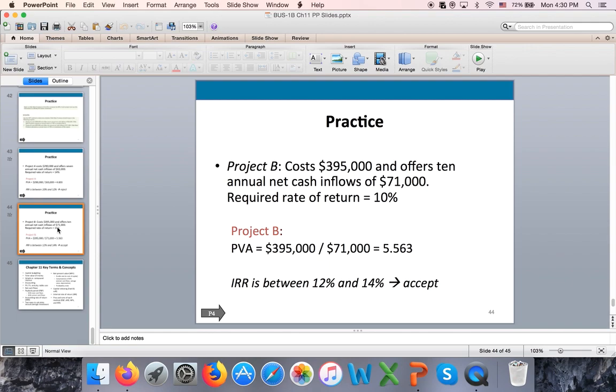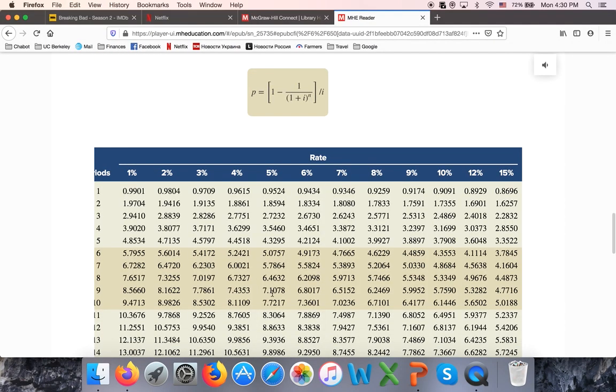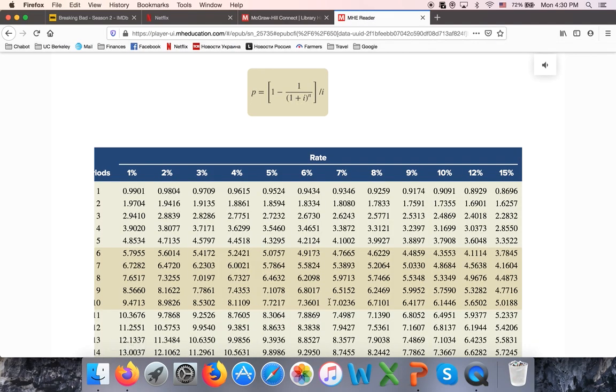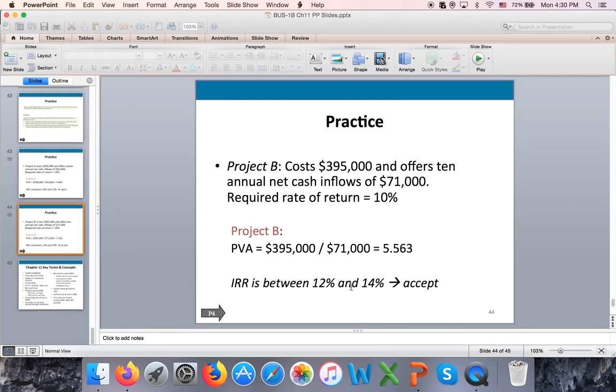And the second example, we have project B. Again, we take the investment, divide by annual net cash flow. It's 10 years, 5.563. So 10 periods, 5.563. It's between 12 and 14%. So my IRR is between 12 and 14%. My required rate of return is 10%. IRR is higher, so we will accept this offer.